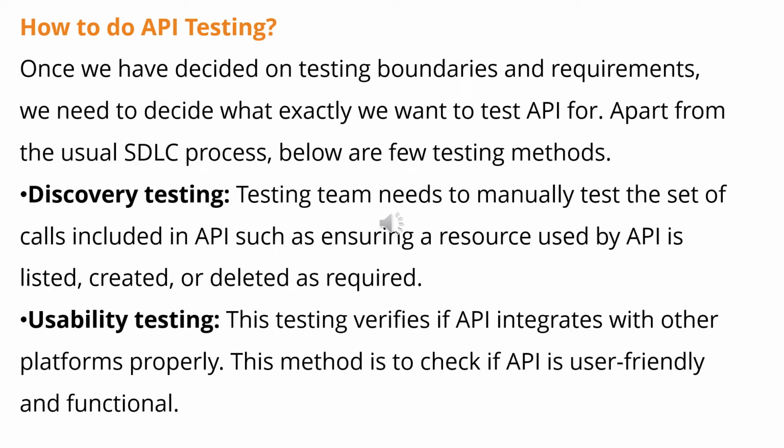Once we have decided on testing boundaries and requirements, we need to decide what exactly we want to test the API for. Apart from the usual SDLC process, below are a few testing methods. Discovery testing: the testing team needs to manually test the set of calls included in the API, such as ensuring a resource used by the API is listed, created, or deleted as required. Usability testing: this testing verifies if the API integrates with other platforms properly. This method is to check if the API is user-friendly and functional.